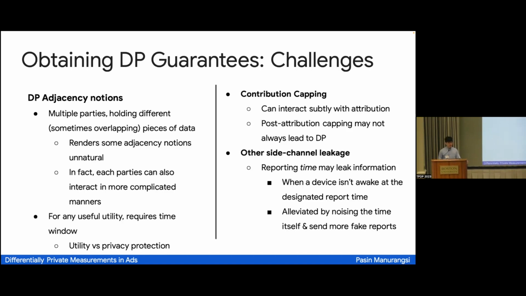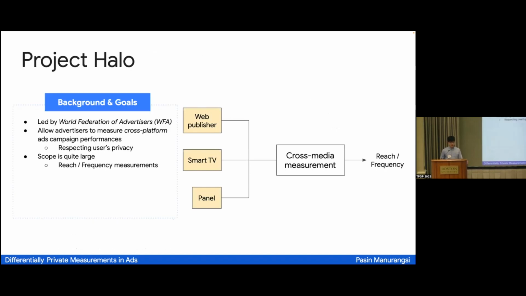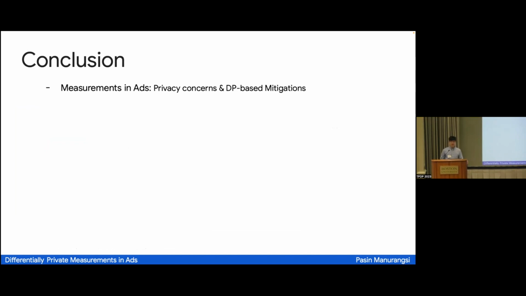Okay, so those are basically all that I want to talk about. Let me just quickly conclude here. Today I told you a little bit about measurements in online advertising, the privacy concern, and how we are trying to mitigate this privacy concern based on these different new APIs that are supposed to be more privacy preserving than the current existing solutions.